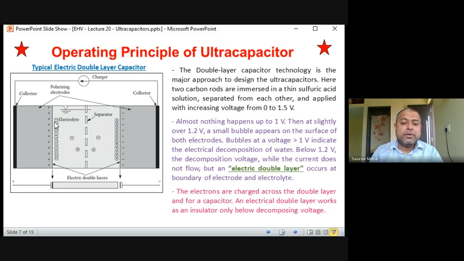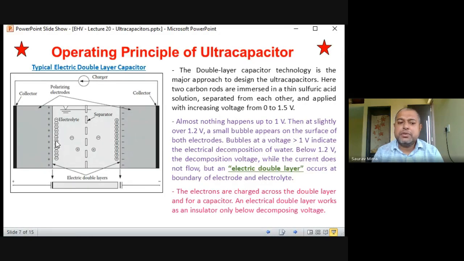An electrical double layer works as an insulator only below the decomposition voltage. So below the decomposition voltage of 1 volt or 1.2 volt, nothing happens. There is no charge storage. But as soon as we give a voltage greater than 1.2 volt, at that time first the electrolysis happens, then the negative gets stored here and the positive gets stored here. All the negatives in the polarizing electrode are getting stored here.